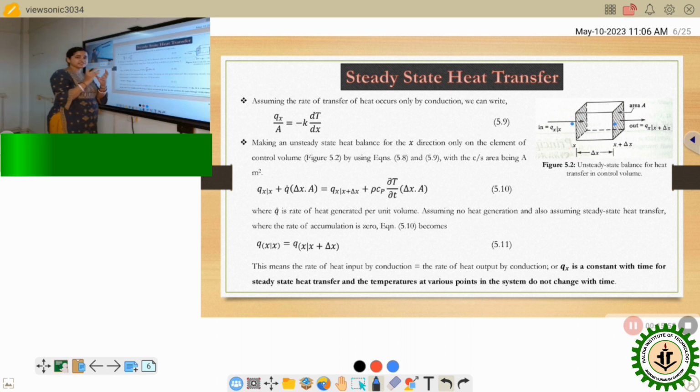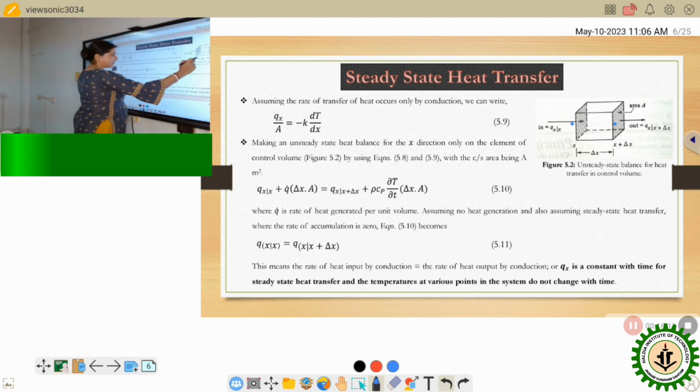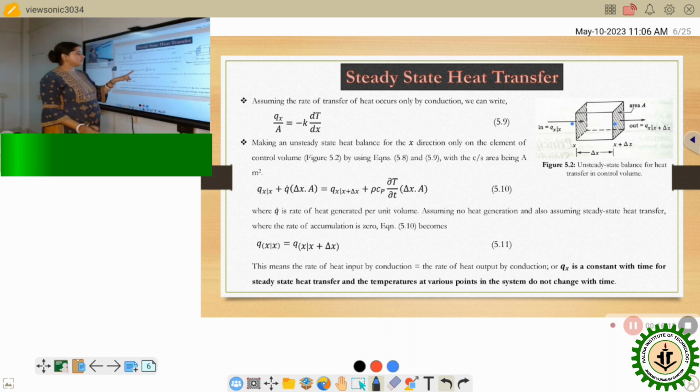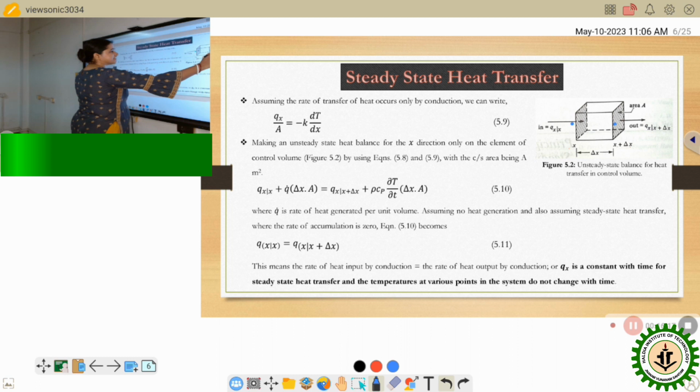Since this is unsteady state, it is the rate of heat introduction plus the rate of heat generated within the system. So I have given this factor Q dot, that is the rate of heat generated per unit volume, into delta x into A. What is delta x into A? Delta x into A is the total volume, area into the thickness. That is equal to Qx at x plus delta x.